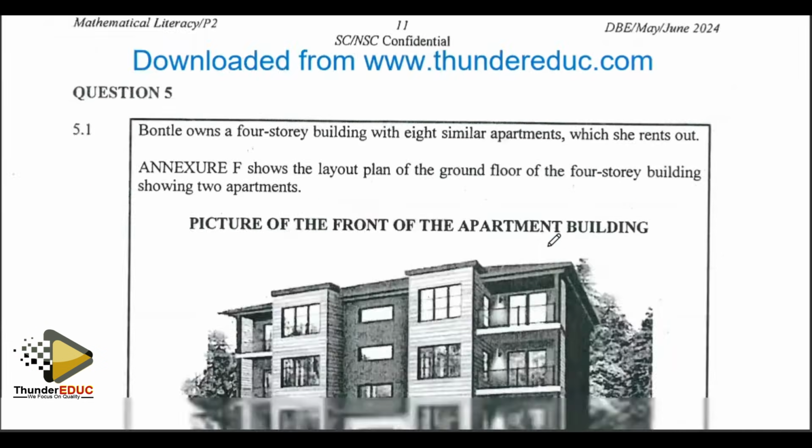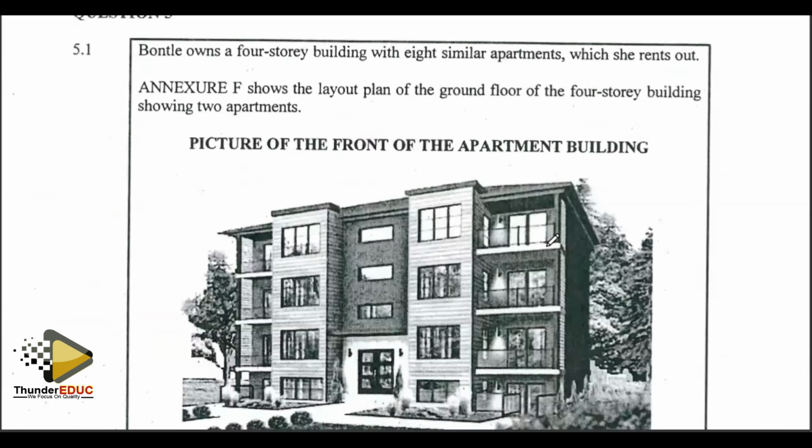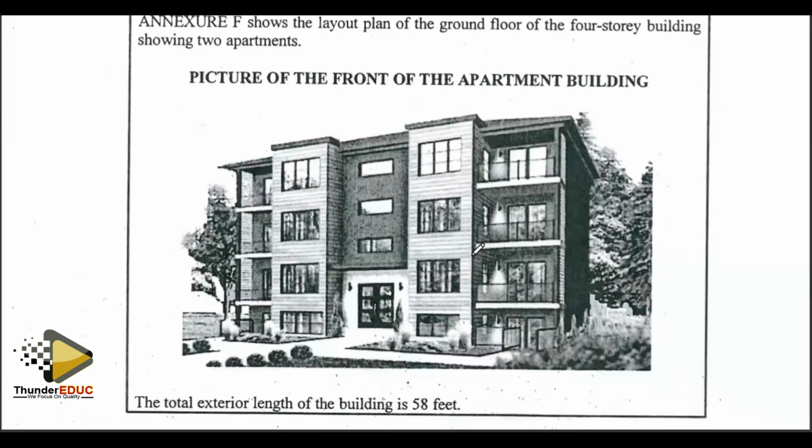Look at question number 5, the last one. Okay, Boltley owns a 4-story building with 8 similar apartments, which she rents out. Extra F shows the layout plan of the ground floor of the 4-story building, showing 2 apartments. All right. So each floor has 2 apartments.